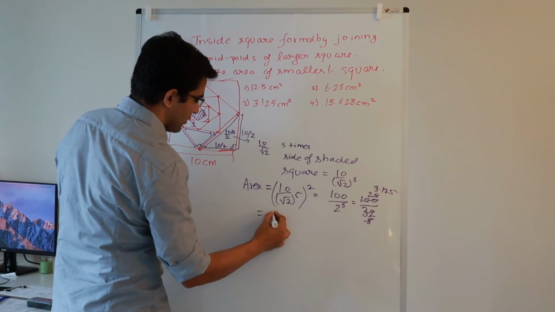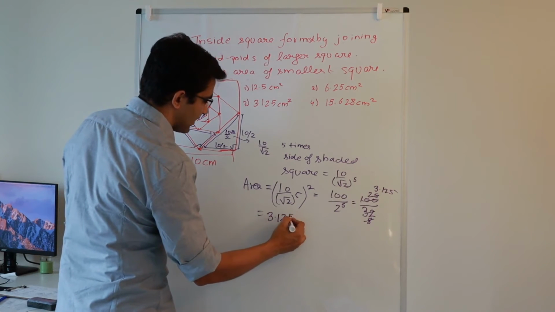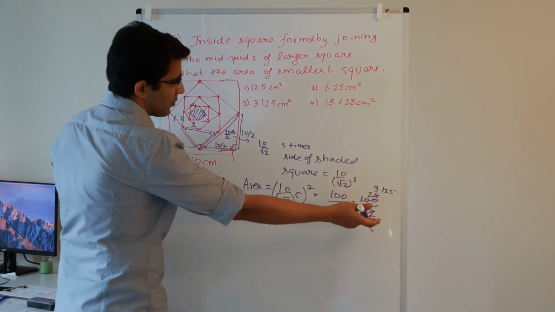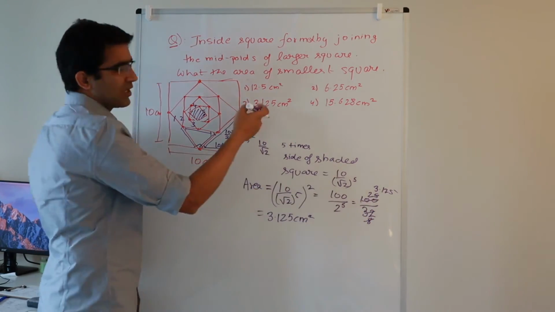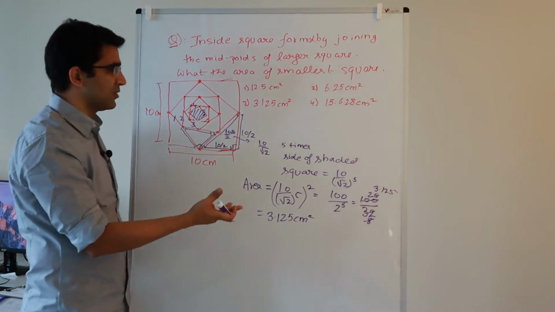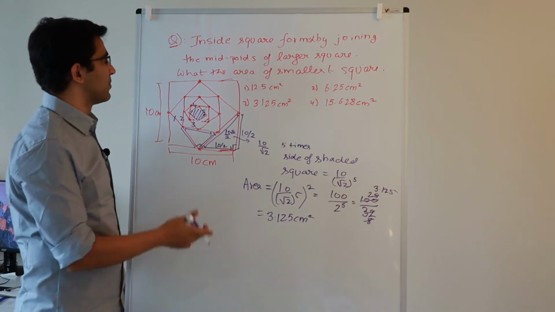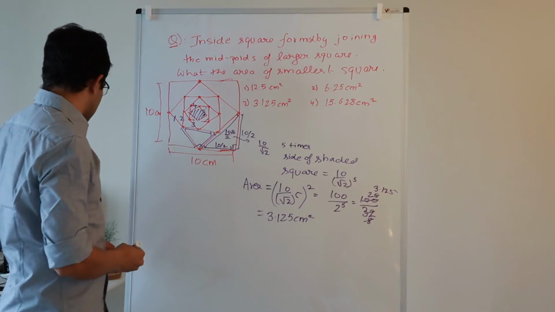So you will get 3.125 centimeter squared. No need to calculate, because you know 32 into 3, 3 3s are 9, so it will be close to 10. So it will give you a total value of 100. So this is how you will solve this particular question.